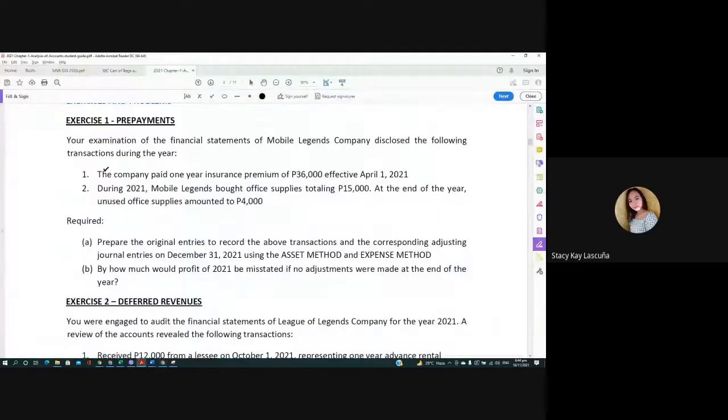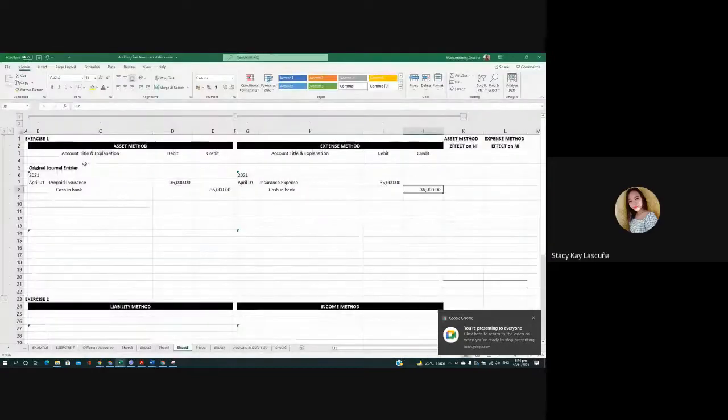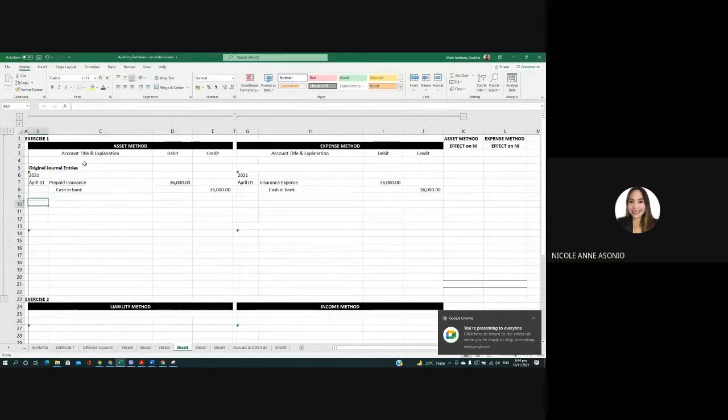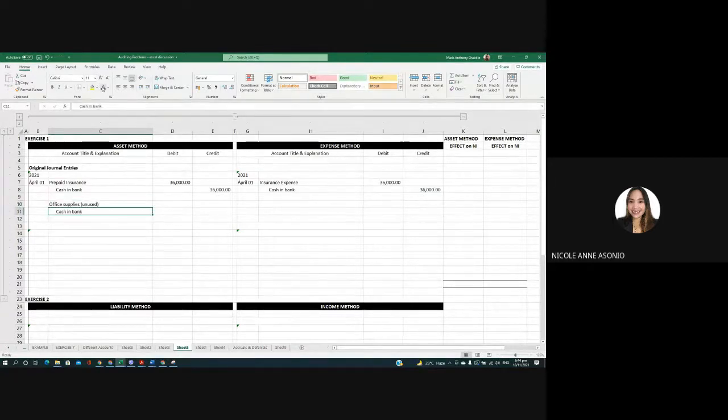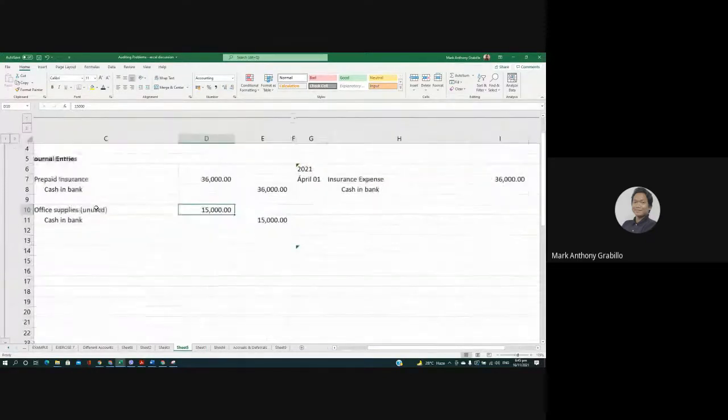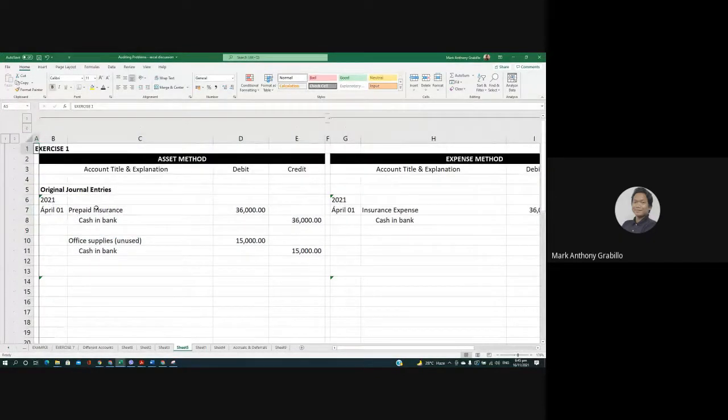Yes, Nicole. Debit po, office supplies, 15,000, and then credit po is cash na 15,000. Yes, that's correct. So office supplies, or pwede nyo gamitin office supplies unused, 15,000, and then credit cash, 15,000. So lakihan ko muna.